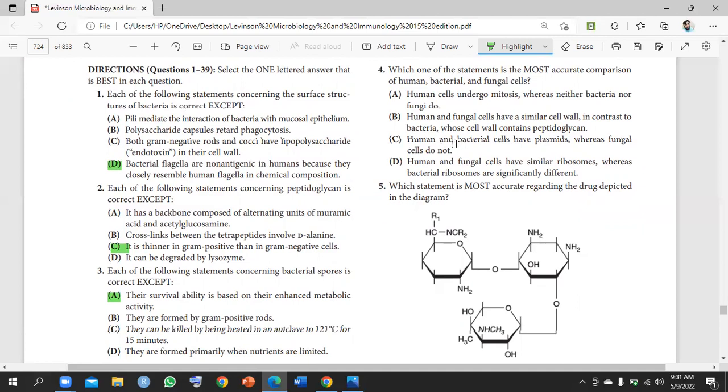Now, human and bacterial cells have plasmids and fungal cells do not. So human cells do not contain plasmids, whereas bacterial cells have plasmids, but human cells do not. So this is not the correct comparison. D is the human and fungal cells have similar ribosomes. Yes, it is correct because human cells and fungal cells have 80S ribosomes and bacterial ribosomes are different because they are 70S. Okay, so this is our correct answer.